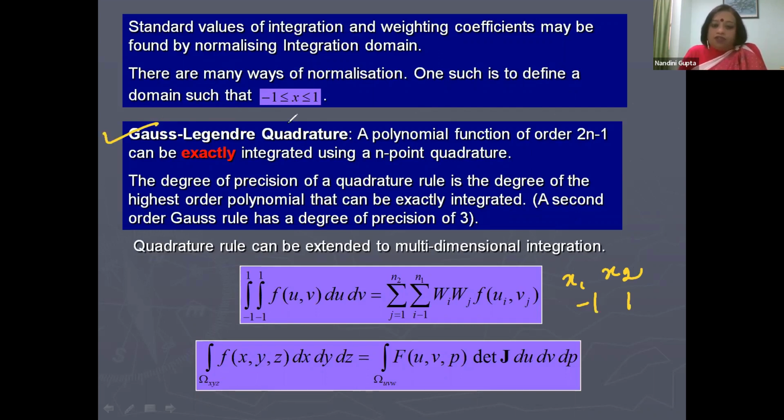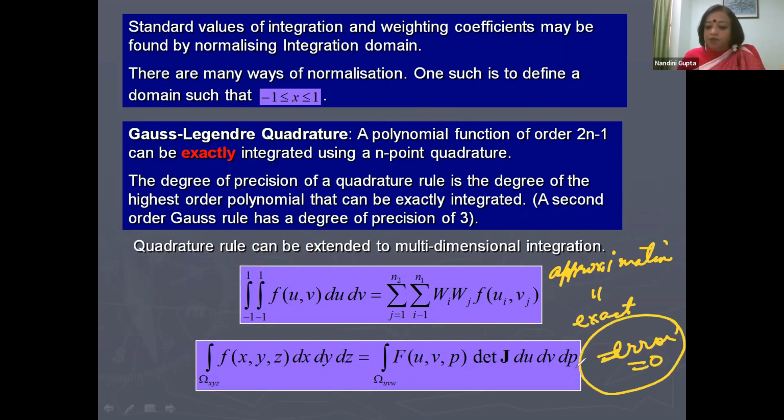What does Gauss-Legendre quadrature tell us? A polynomial function of order 2n minus 1 can be exactly integrated using an n-point quadrature. This word is very important. We understand that whenever you are using a numerical technique, you are allowing some approximation. But in certain cases, it may be that the approximate value is equal to the exact value. That means the error is 0. It is possible to make the error 0, and that is what we are trying to do.